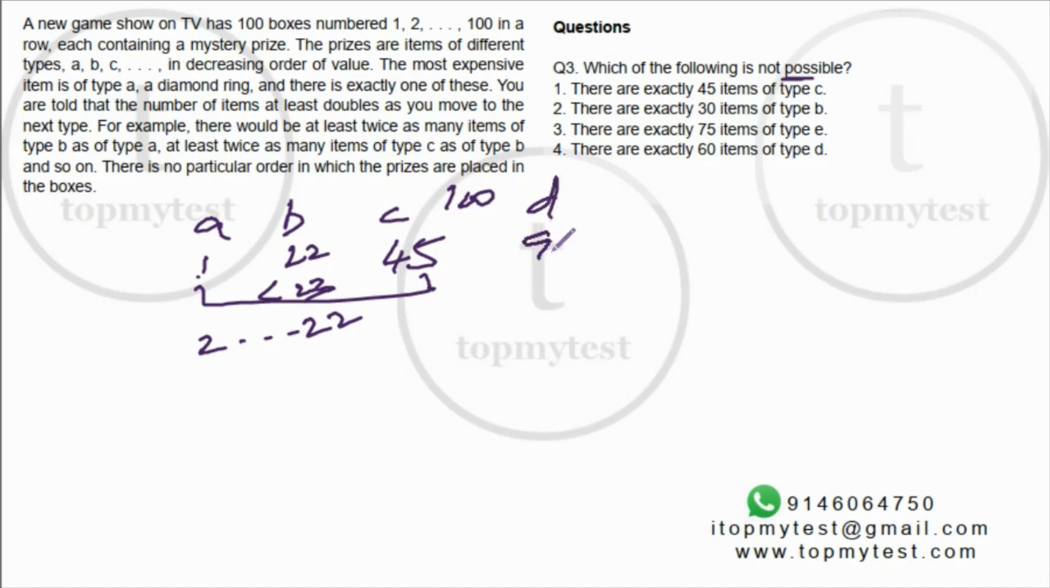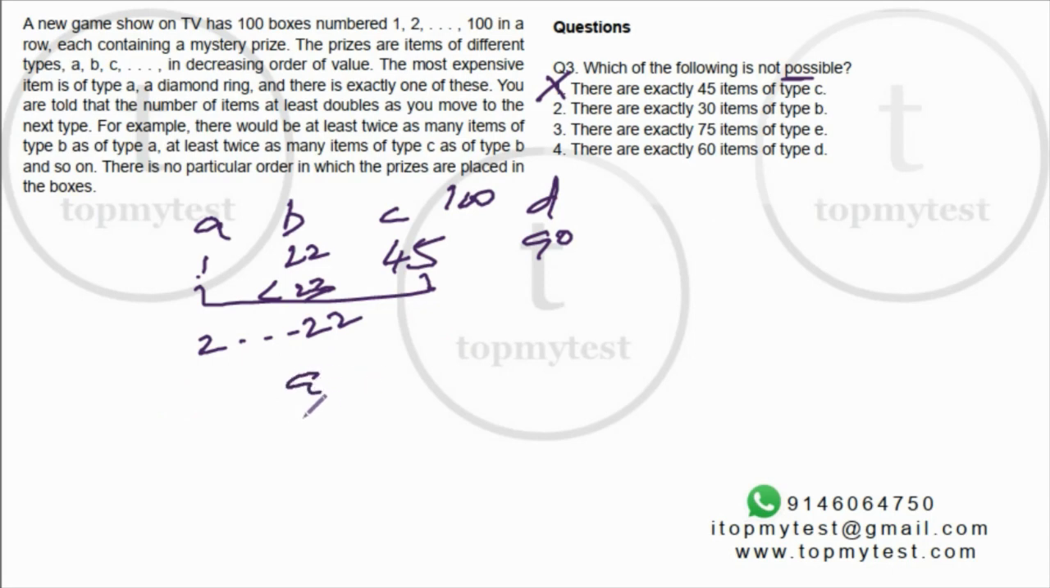And D will become at least 90. Then the total will become more than 100. So first is definitely not possible. Right, so I should mark 1. Now just to verify, you can check what can be possible, whether 2, 3, 4 are possible.